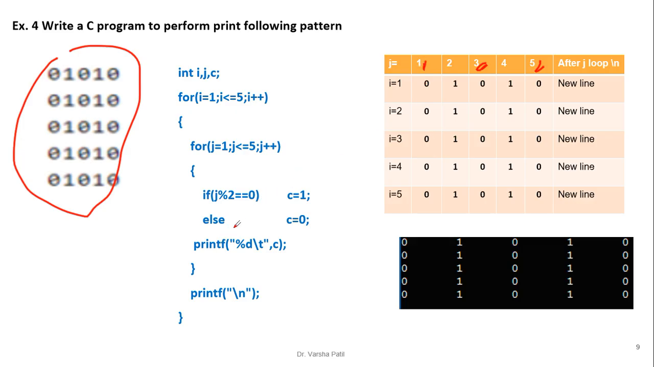See, when j is odd you have to print 0, and when j is even, that is 2 and 4, you are printing 1. So in this way for j, you don't directly start to print, you check the condition, that is if this, else c equal to 0, and printf c. So every time it will check whether j is odd or even, and based on that it will print the value.